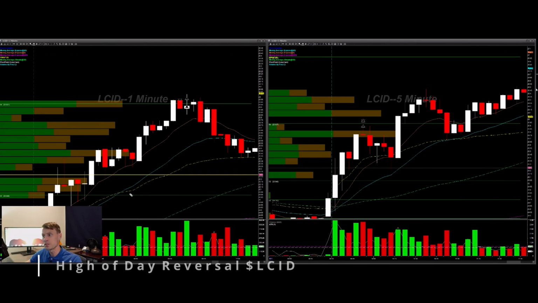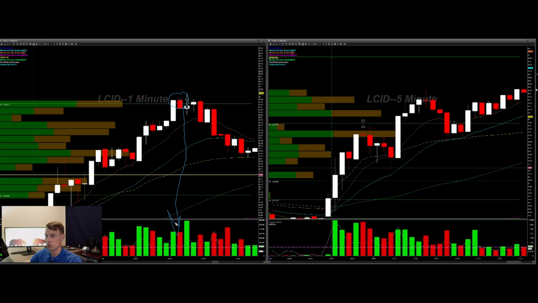Guys, here's my last trade of the day, which was on Lucid, LCID. It's pretty obvious what the setup was, so you guys can look at it right out the gate and tell exactly what I was looking for. This was my short entry right here on this candle. It came in on this red candle right here.